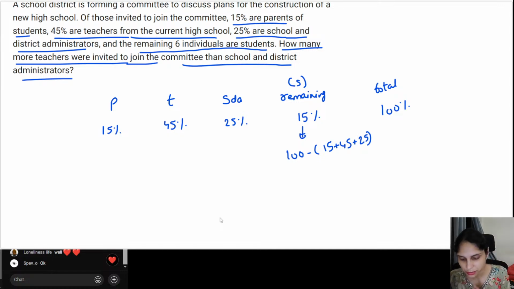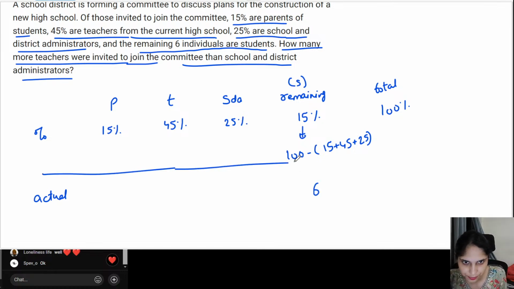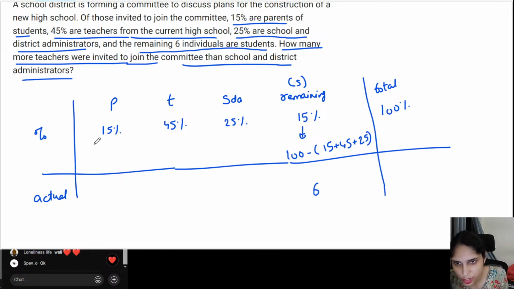So for these problems, I will make the table. In the table, we will write two different words. One is your percentage word that we have written over here. And here I'll write the actual value. So the actual value is 6, right? For the students remaining. Why am I doing this? Because then we can just cross multiply and get our answers.